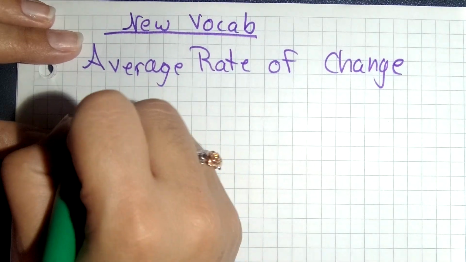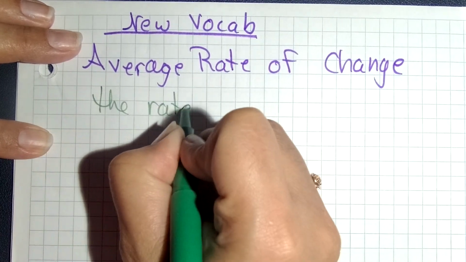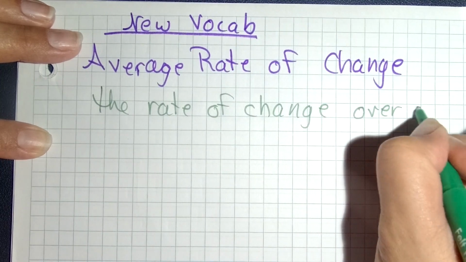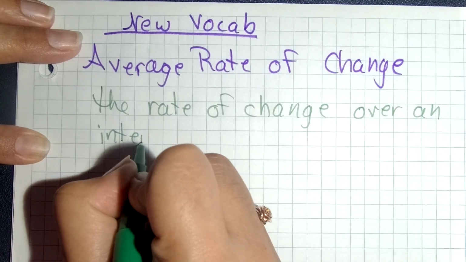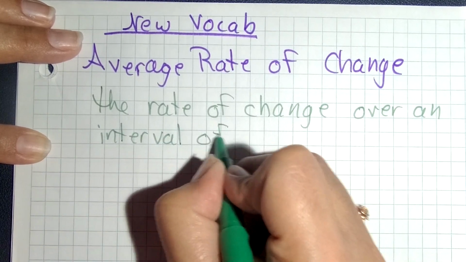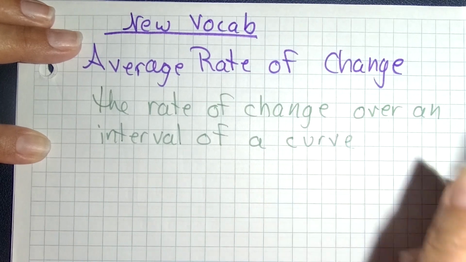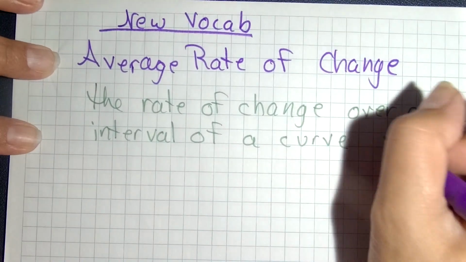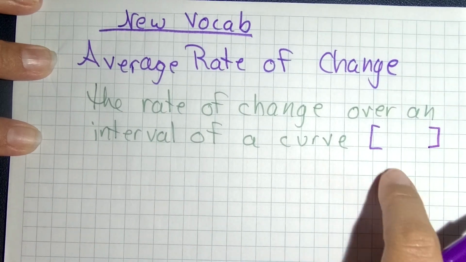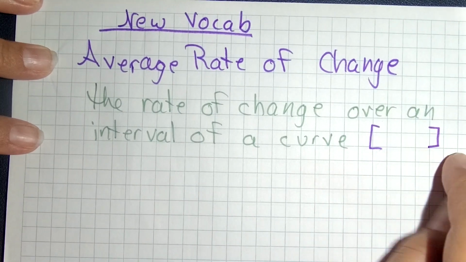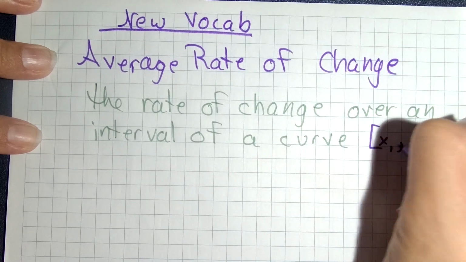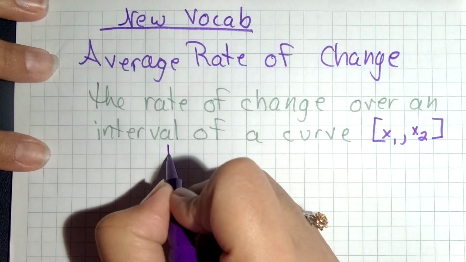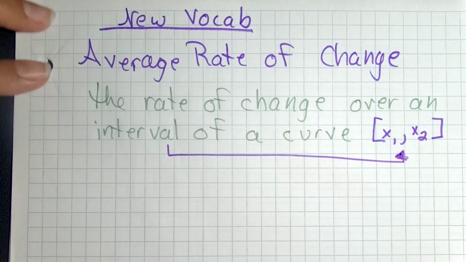The average rate of change is the rate of change over an interval of a curve, graph, function, whatever. Ms. Santana, what's an interval? Glad you asked. An interval is a range of numbers. In this case, it's going to be a range of x values. So the interval is a range of x values.